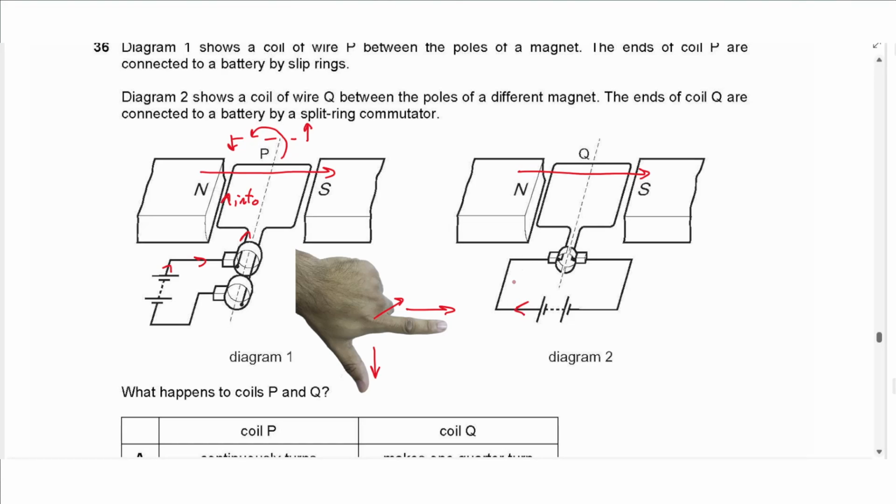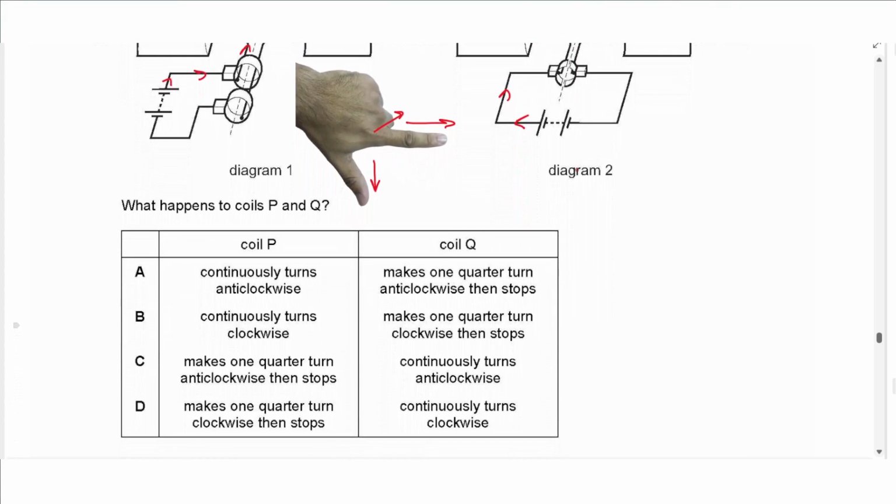And the current on the right diagram, or diagram 2, is again going into the page on this side. So the force is downwards on the left and upwards on the right. Again, the rotation is anti-clockwise, so any clockwise answer would be rejected. So not clockwise, not clockwise, not clockwise, not clockwise. So B and D are rejected.